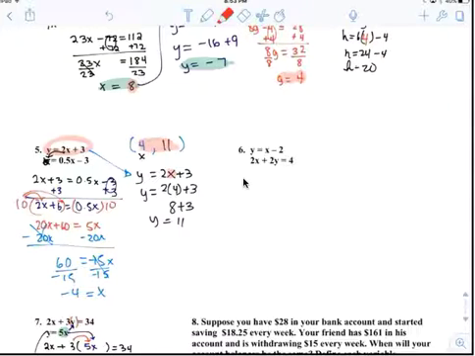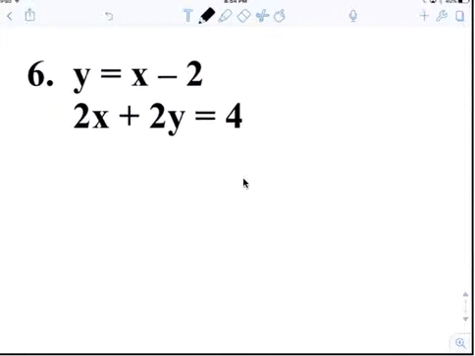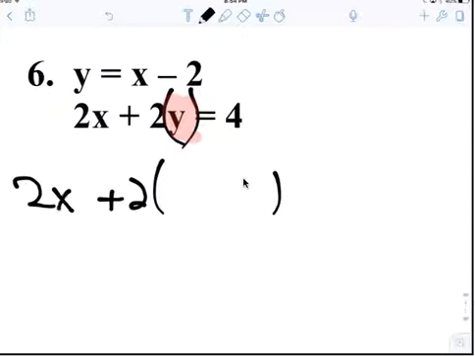Okay, number 6, just in case you didn't get number 6. For this type of problem, we did a lot of these in class. So this one is the easy one. We leave it alone. We take this one right here. We substitute that: 2 plus 2x equals 4. We put this one in its place right there, x minus 2.